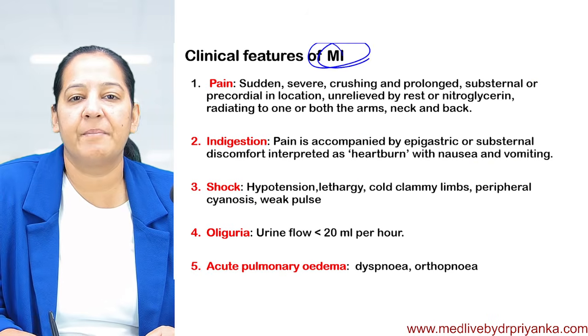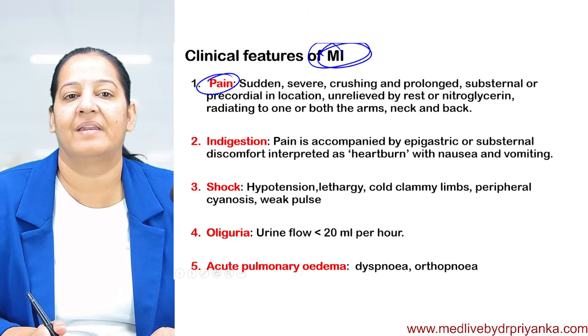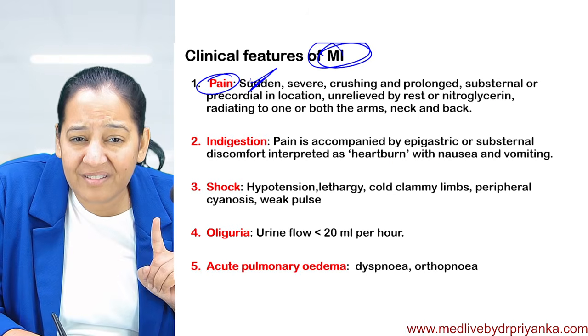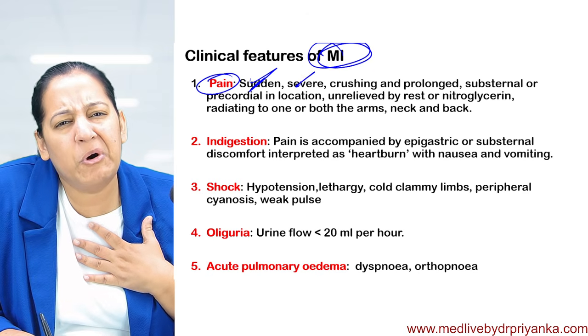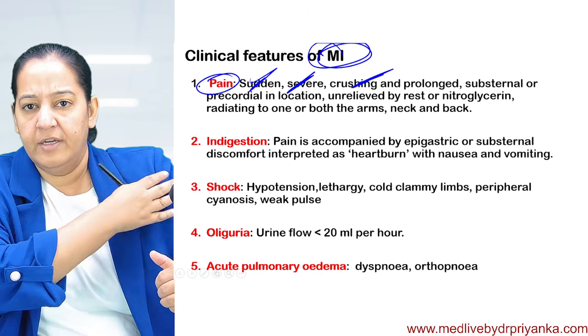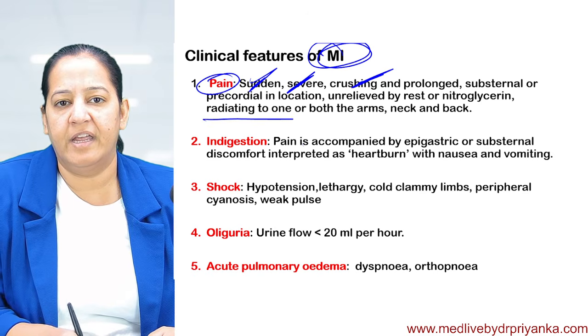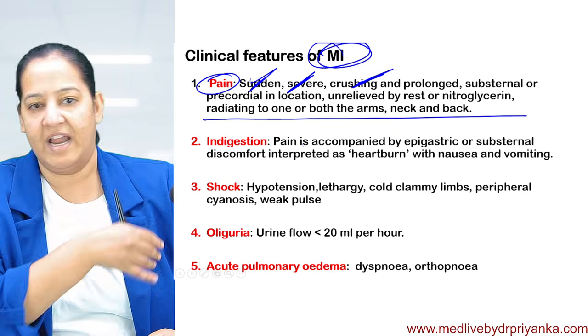What are the clinical features of MI? In MI also, pain is there. There is no discomfort. The person actually has the pain, which is sudden, very sudden pain, severe pain, crushing in nature. And it will radiate to the arms, neck and back.